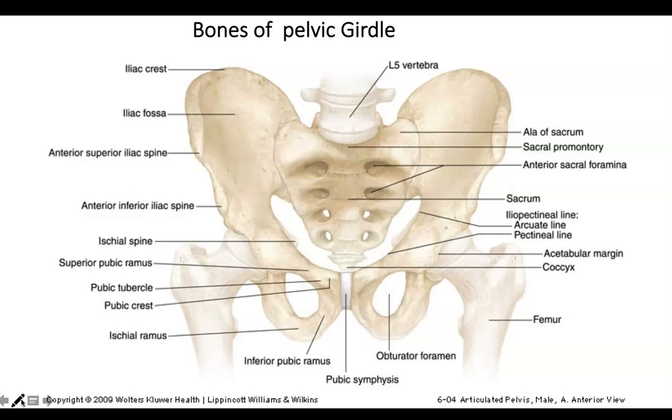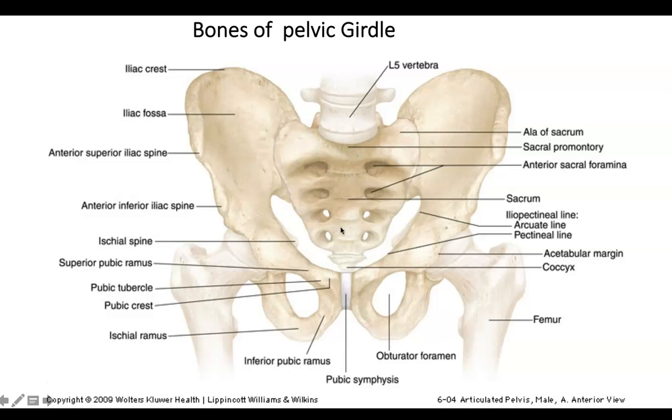Okay, I'm going to start with the pelvis. So pelvic girdle, like the shoulder girdle you have seen in the upper limb, it is a basin-shaped bony ring formed by the union of the two hip bones. The two hip bones are united anteriorly by a cartilage which is called pubic symphysis, and posteriorly the two hip bones are articulated with the sacrum.